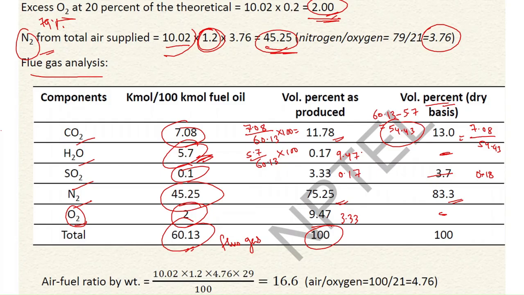For the air fuel ratio by weight, for the air we will take from this: total oxygen, stoichiometric oxygen is 10.02. So 10.02 moles into 1.2, which is the total air, into 4.76, which is the ratio of air to oxygen, that is 100 by 21. And 29 is the molecular weight of air, divided by 100, which is the basis taken, that is 100 kg of fuel. So it will be 16.6.